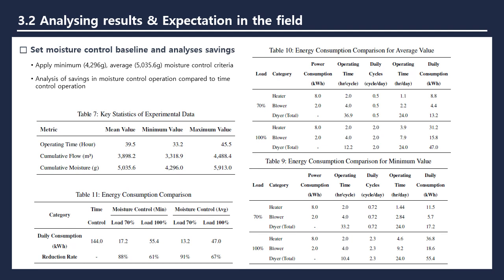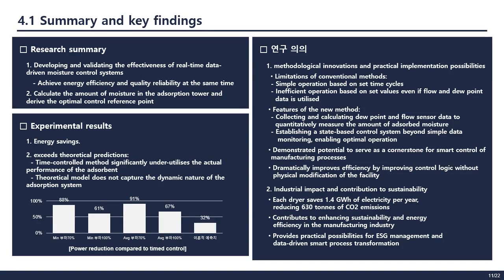This study analyzed energy savings through moisture control in compressed air dryers used in display manufacturing. It was confirmed that the conventional time control method does not fully reflect operating conditions, leading to unnecessary energy consumption. To address this, a moisture control method based on real-time moisture monitoring was applied, demonstrating energy saving potential.